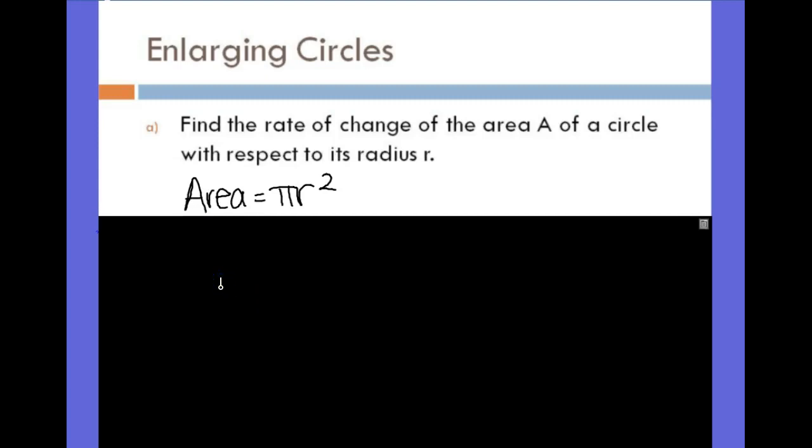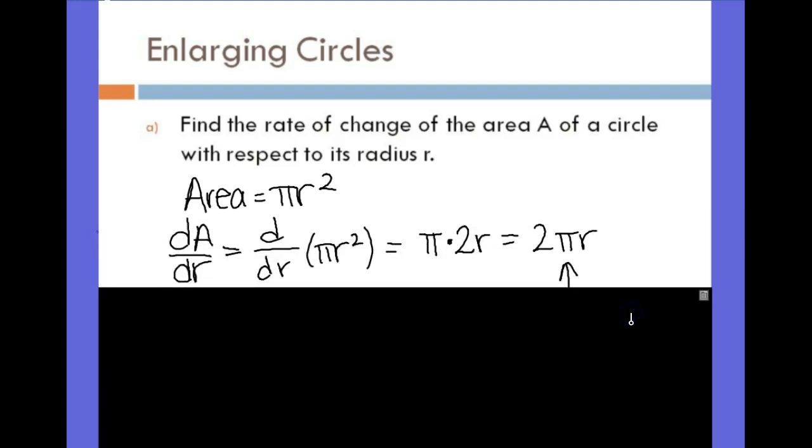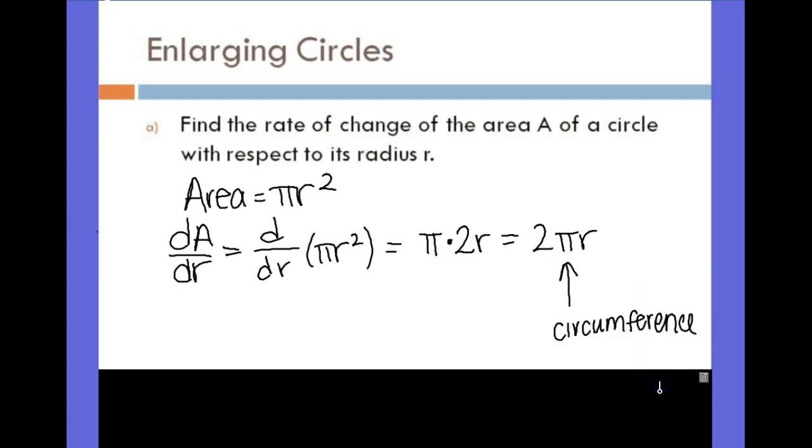So if you want to find the area of the circle, we take area equals pi r squared. Rate of change represents derivative. So if you derive that formula, it's dA/dr, which is the derivative of area with respect to r. So that's pi r squared being derived. So you get pi times 2r, which gets 2 pi r, which is the circumference.